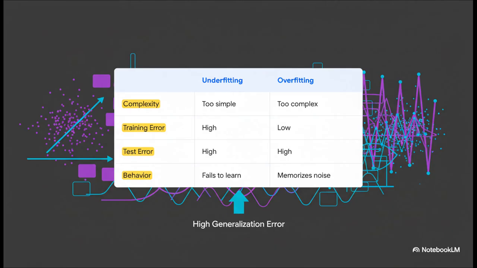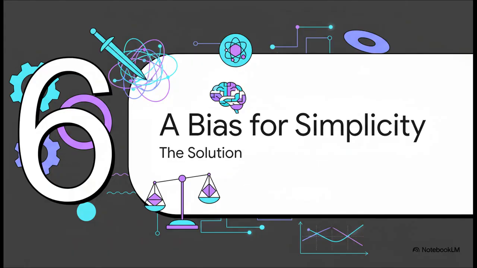So let's just put the two extremes side by side to lock it in. An underfit model is too simple, and it fails everywhere. An overfit model is too complex. It aces the training data by memorizing noise, but it fails on new data. See the common theme? Both of them result in high generalization error, and that's exactly what we're trying to avoid. So how do we actually guide our model to that sweet spot?